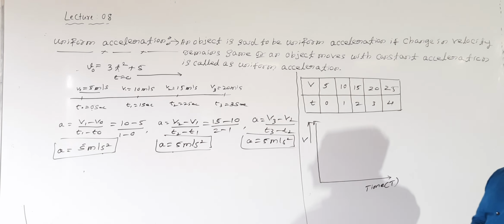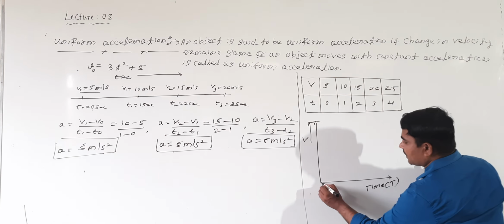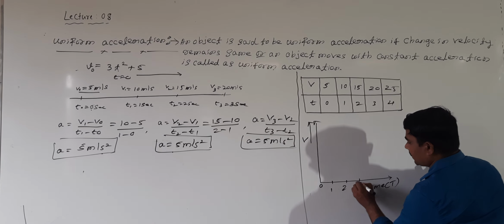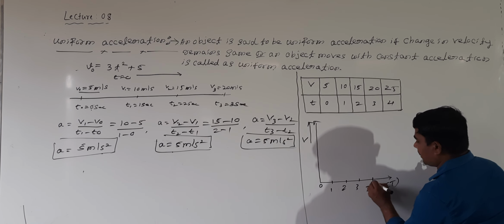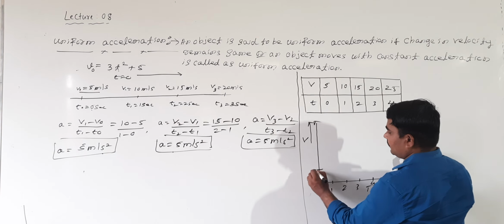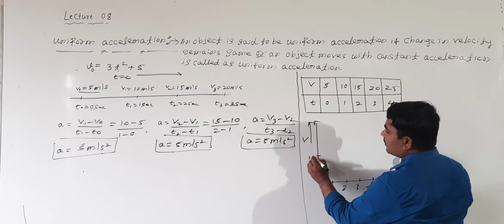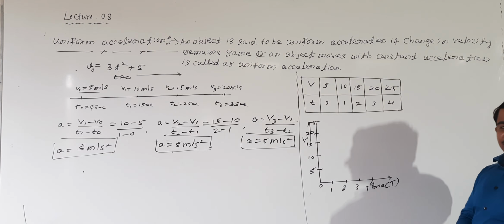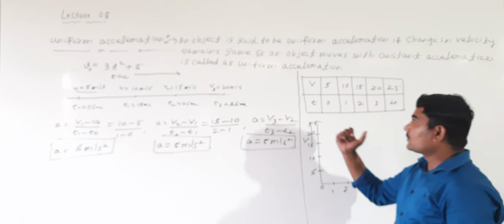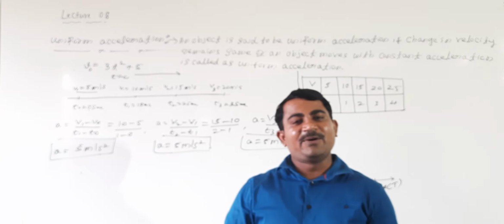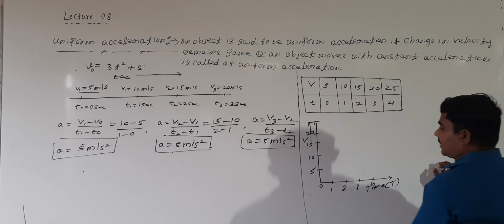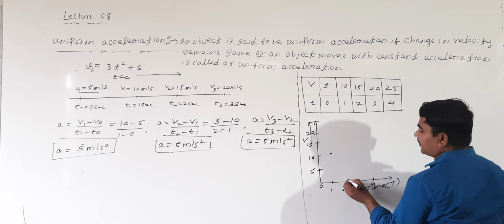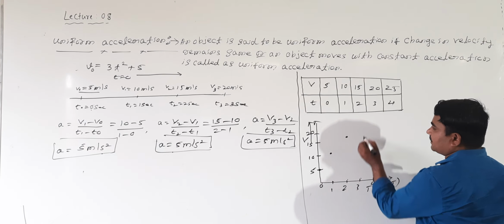This is t, right? Here I will take 0 second, here 1 second, 2 second, maybe 3 second, maybe 4 second. And 5 meter per second, 10 meter per second, 15 meter per second, 20 meter per second, right? According to this graph, at 0 second how much velocity? 5 meter per second, at 1 second 10 meter per second, at 2 second 15 meter per second, at 3 second 20 meter per second.